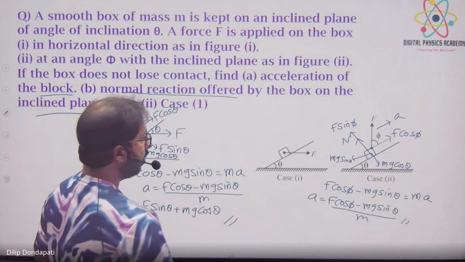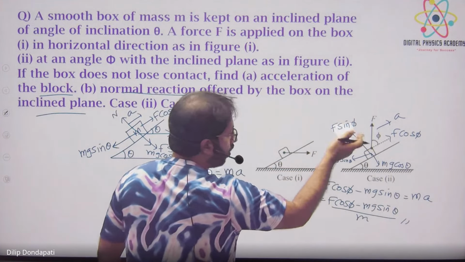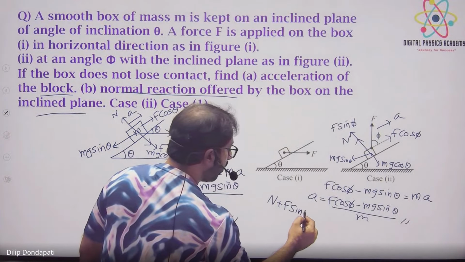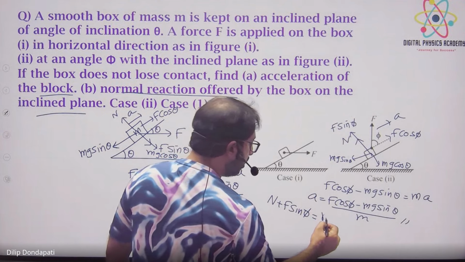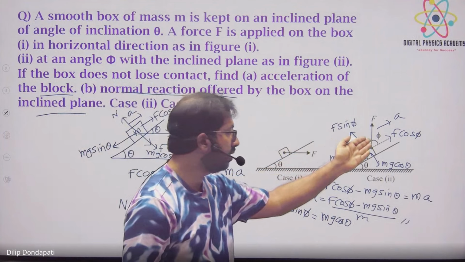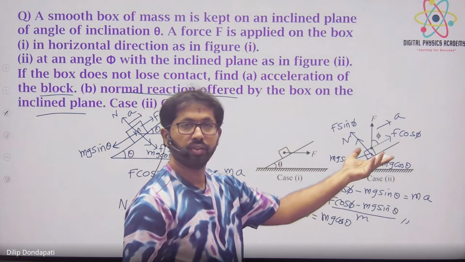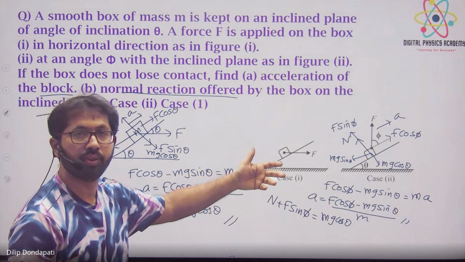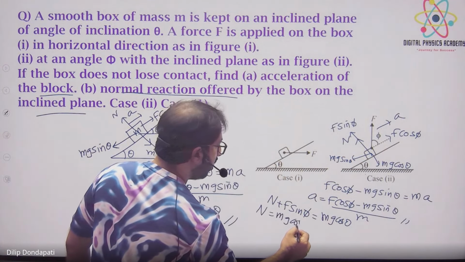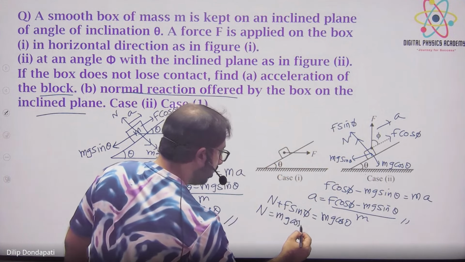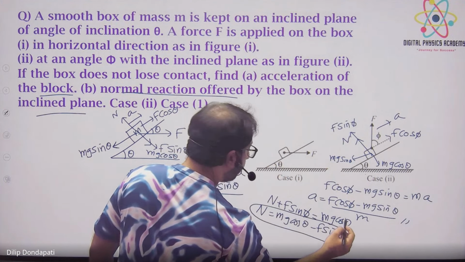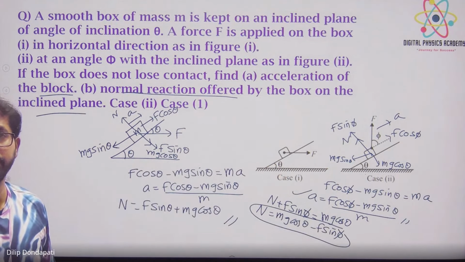Find the normal reaction. Since vertically there is equilibrium, upward force equals downward force. So N plus F sin phi is equal to the downward mg cos theta. The numbers, when they give them, you can find, right? A 2 kg mass is sitting at a 30 degree angle, you can find the acceleration. But we are doing it in terms of variables. Therefore N is equal to mg cos theta minus F sin phi. Done. We got the normal reaction and the acceleration in both the cases.